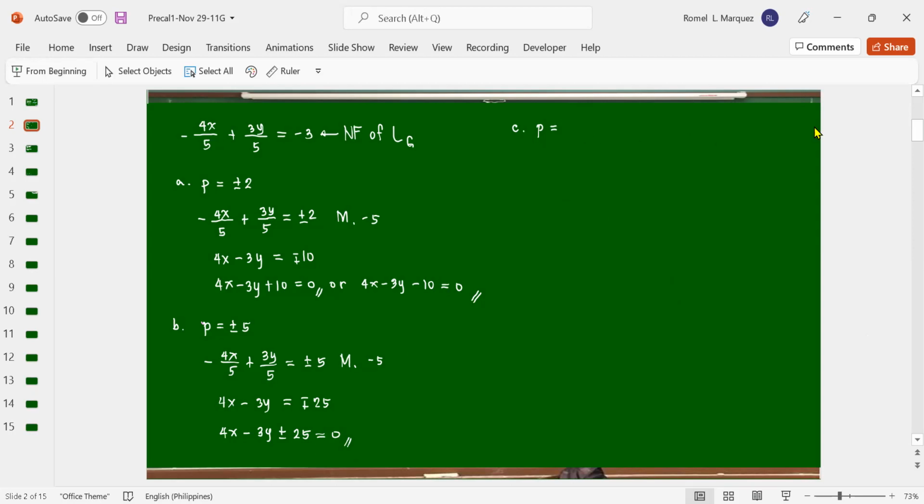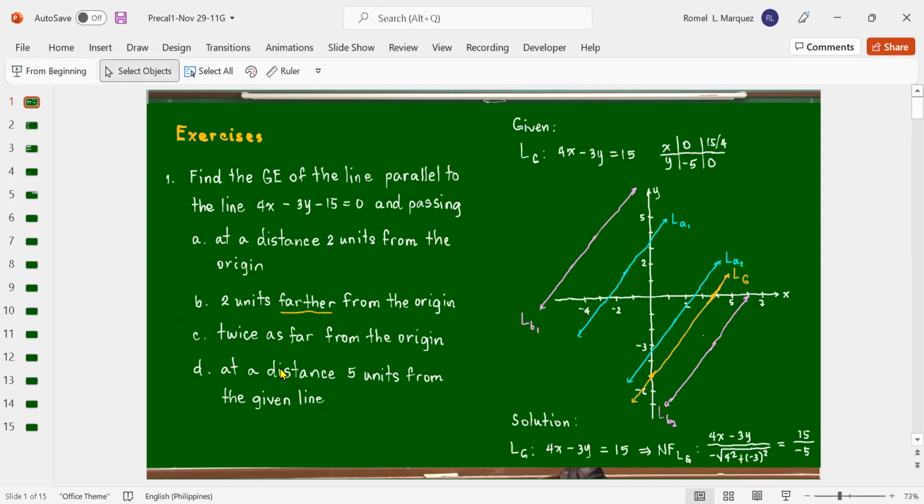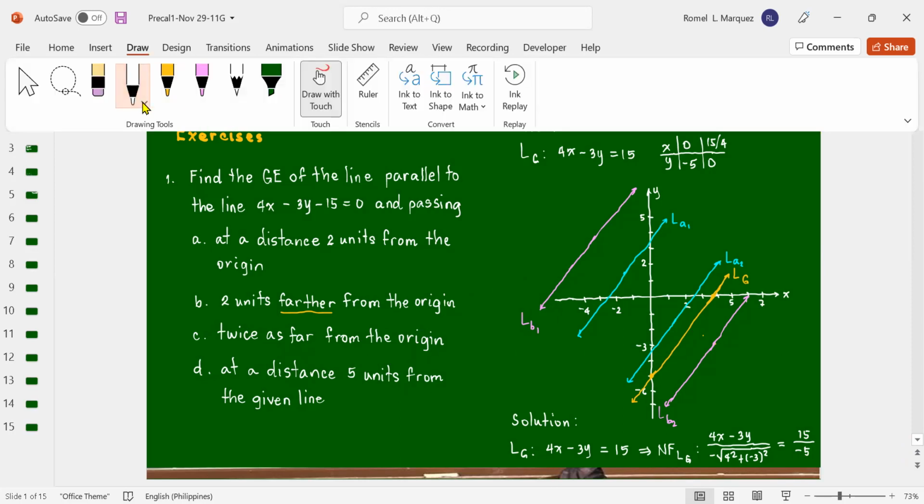Guys, what about the P of letter C? For letter C, twice as far from the origin. How far is the yellow from the origin? 3, no? Negative because it is just below. But the actual distance is 3. So twice as far, it means I will double that. So what's the distance of the required possible line? 6.